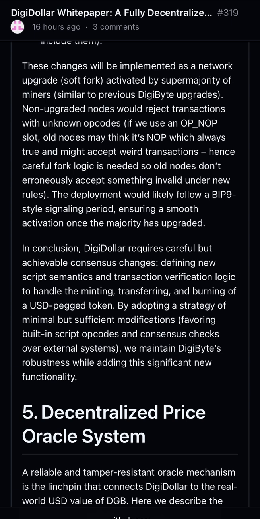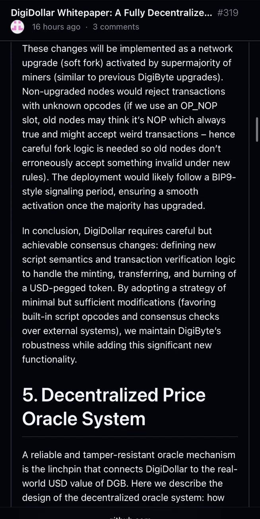Hence careful fork logic is needed so old nodes don't erroneously accept something invalid under new rules. The deployment would likely follow a BIP9 style signaling period, ensuring a smooth activation once the majority has upgraded.